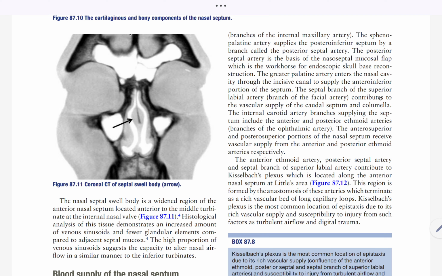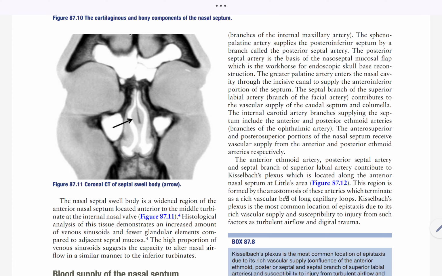the septum. The septal branch of the superior labial artery, a branch of the facial artery, contributes to the vascular supply of the caudal septum and columella. The internal carotid artery branches supplying the septum include the anterior and posterior ethmoid arteries, branches of the ophthalmic artery. The anterior superior and posterior superior portions of the nasal septum receive vascular supply from the anterior and posterior ethmoid arteries respectively. The anterior ethmoid artery, posterior septal artery, and septal branch of superior labial artery contribute to Kieselbach's plexus, which is located along the anterior nasal septum at Little's area.